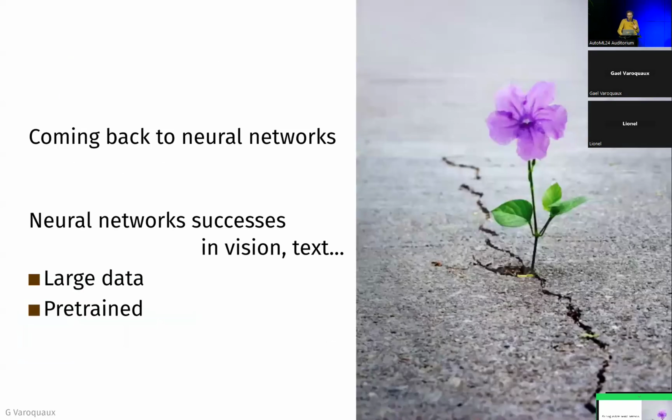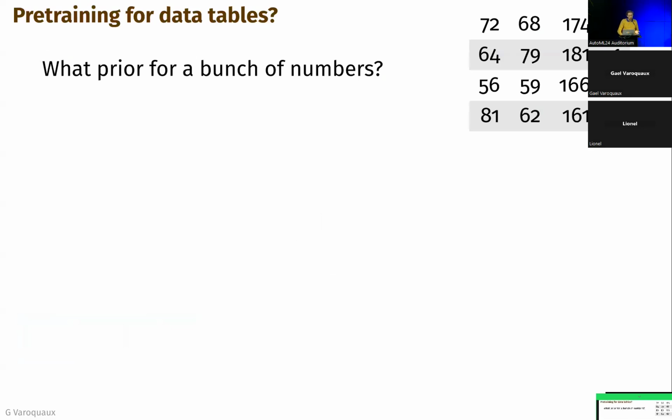Okay, so going back to neural networks, the successes of neural networks outside of academia have been from pre-trained models or very large data sets, but people don't have the time, money, and data to fit very large networks outside of academia. What people really do is download a model and use it because it's of reasonable cost. So the question is, how can we pre-train for data tables? And what's a prior for a bunch of numbers?